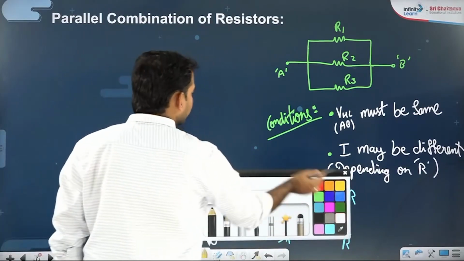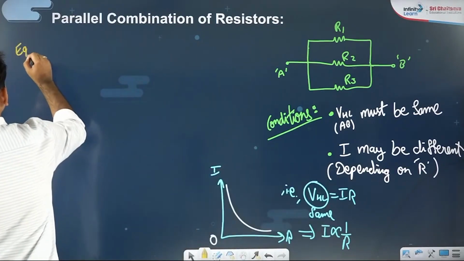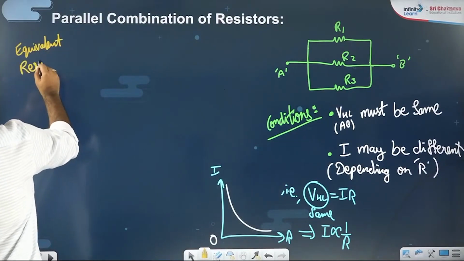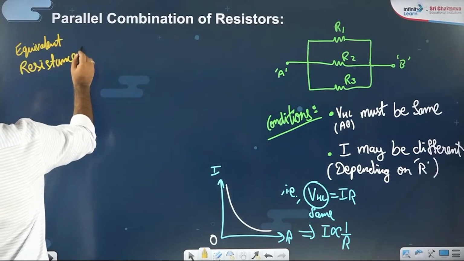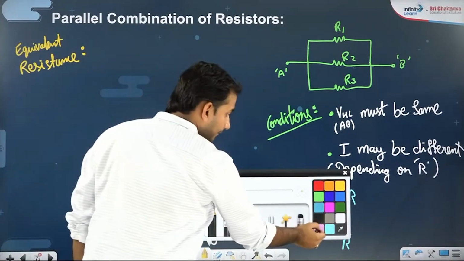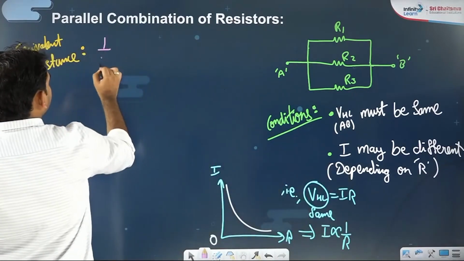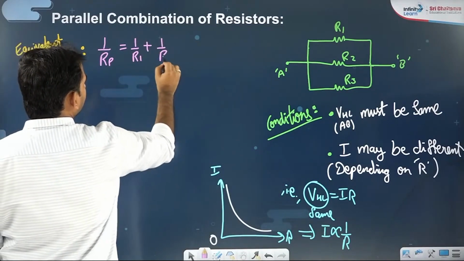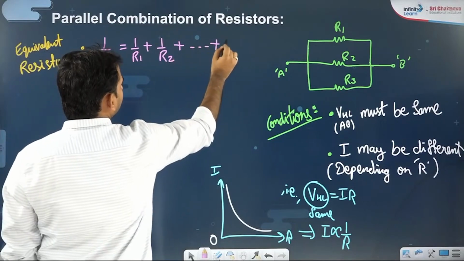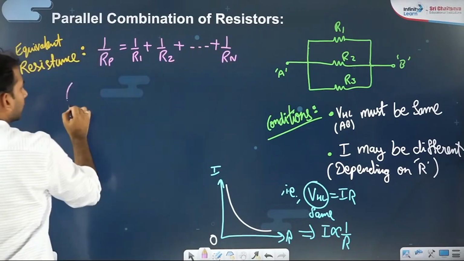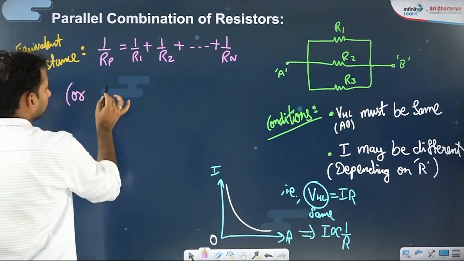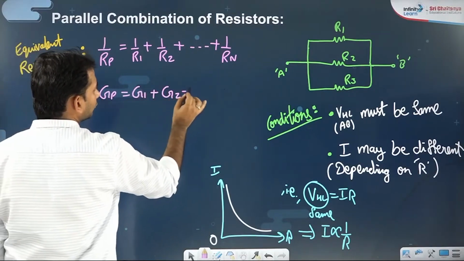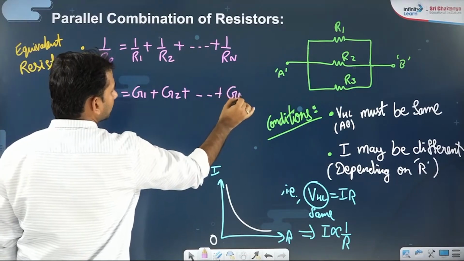What about the equivalent resistance? Equivalent resistance is, I will say the combination will be 1 by Rp equals 1 by R1 plus 1 by R2 and so on up to 1 by Rn, reciprocal, or in terms of conductances, it will be direct addition. Gp will be equal to G1 plus G2 and so on up to Gn.